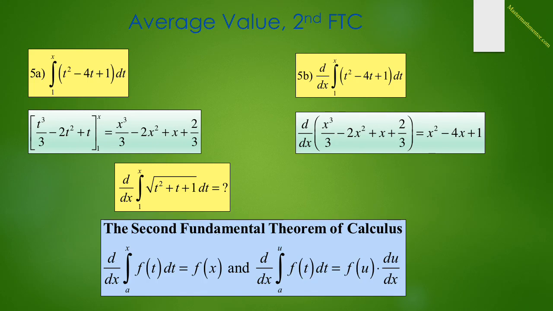The second fundamental theorem of calculus states that the derivative with respect to x of the integral from a to x of f of t dt is simply equal to f of x. And the derivative with respect to x of the integral from a to u of f of t dt is equal to f of u times du dx. This says that since the derivative and integration processes are inverses, the derivative of the accumulation function is the function itself in terms of the variable in the limits of integration.